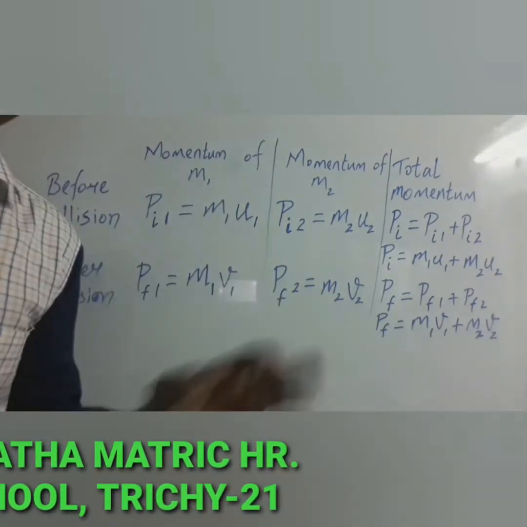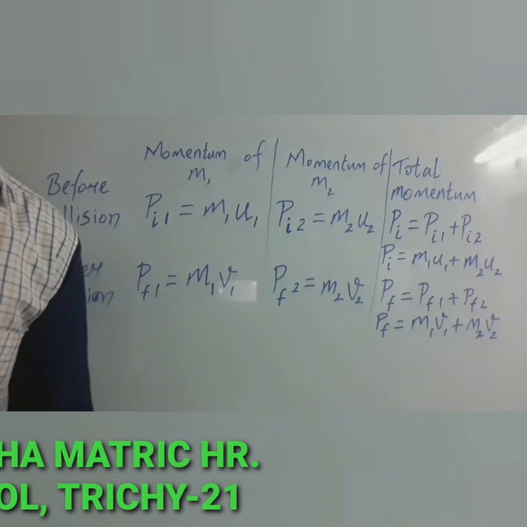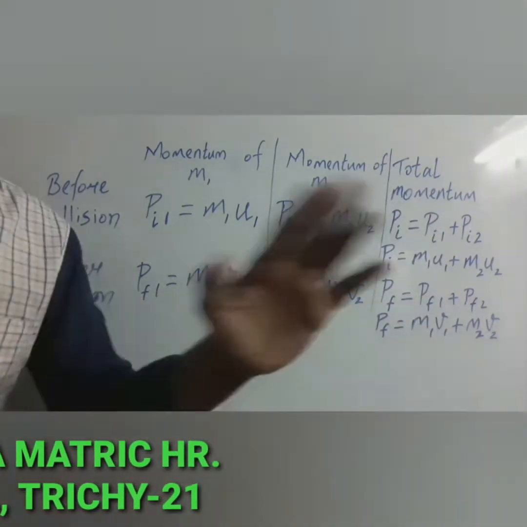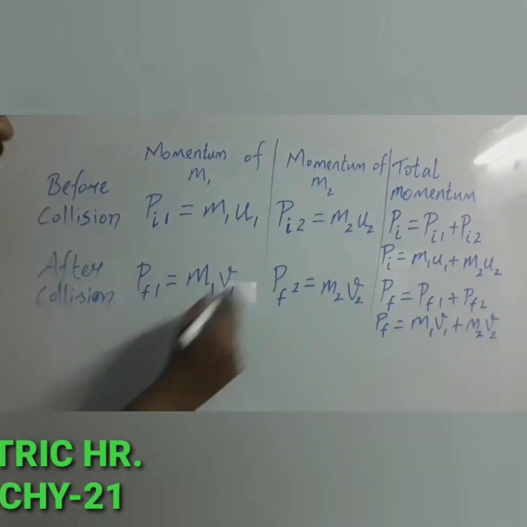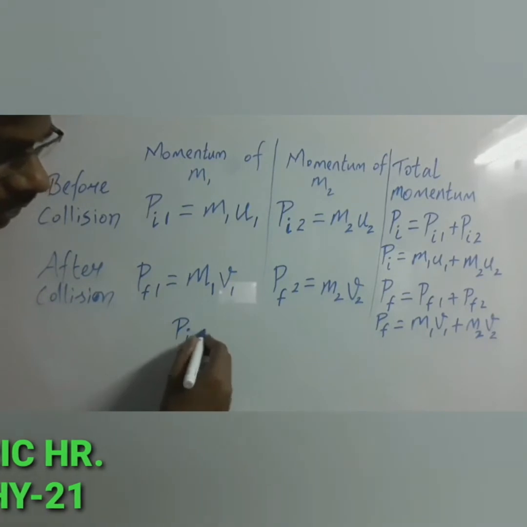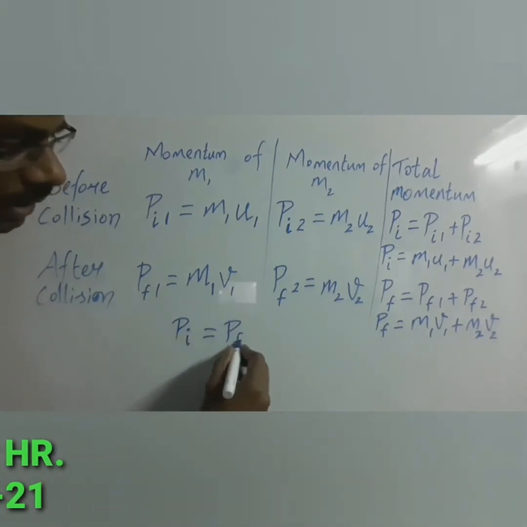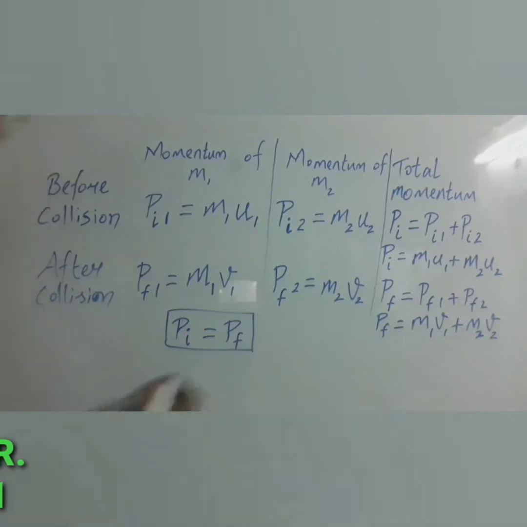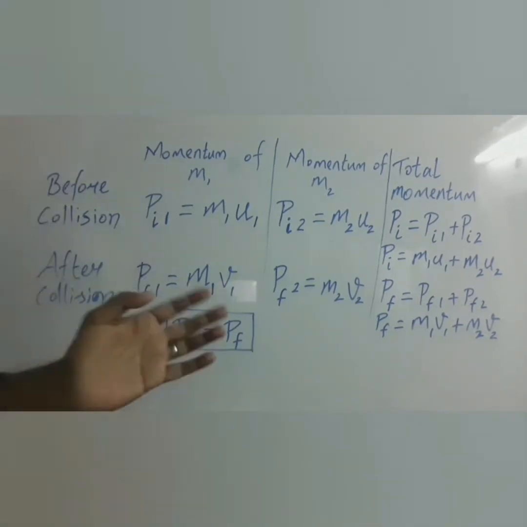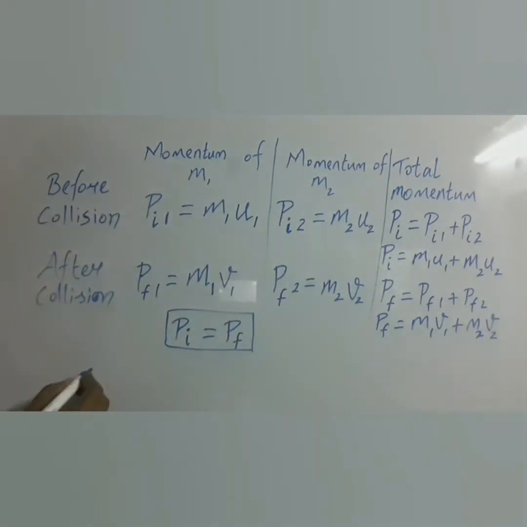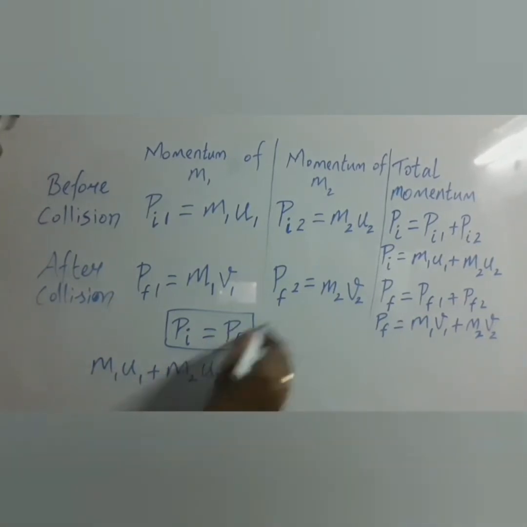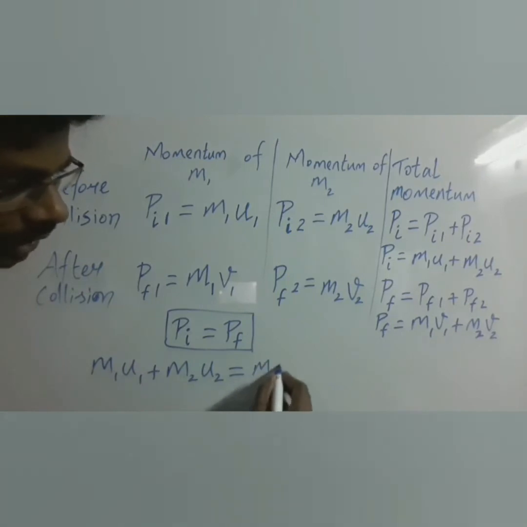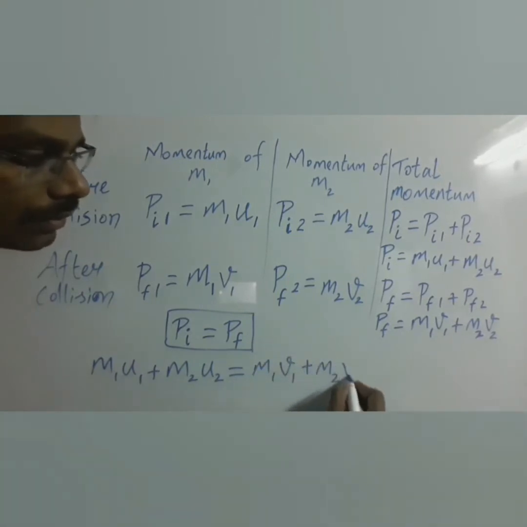Here we have taken the elastic collision, but even in an inelastic collision, the total momentum will be conserved. From the law of conservation of linear momentum, total momentum before collision, Pi, should be equal to total momentum after the collision, Pf. Then we can substitute the value of Pi. What is the value of Pi? m1 u1 plus m2 u2, that is equal to the Pf value. What is the total momentum after the collision? m1 v1 plus m2 v2.